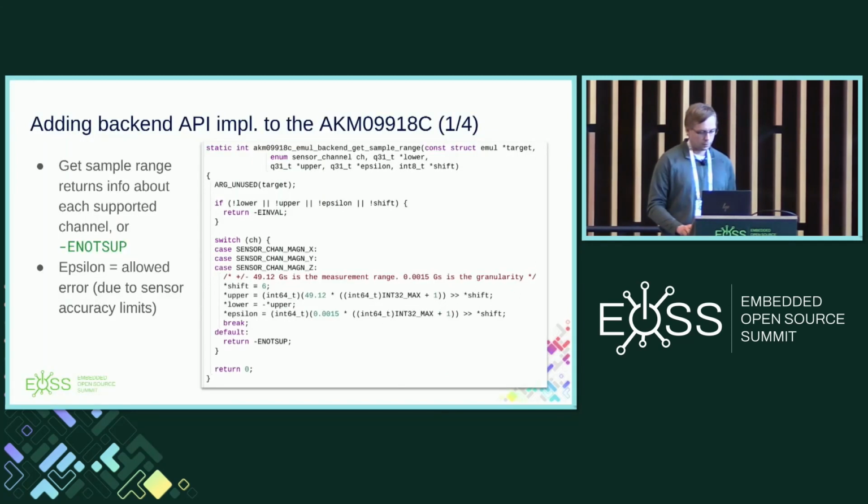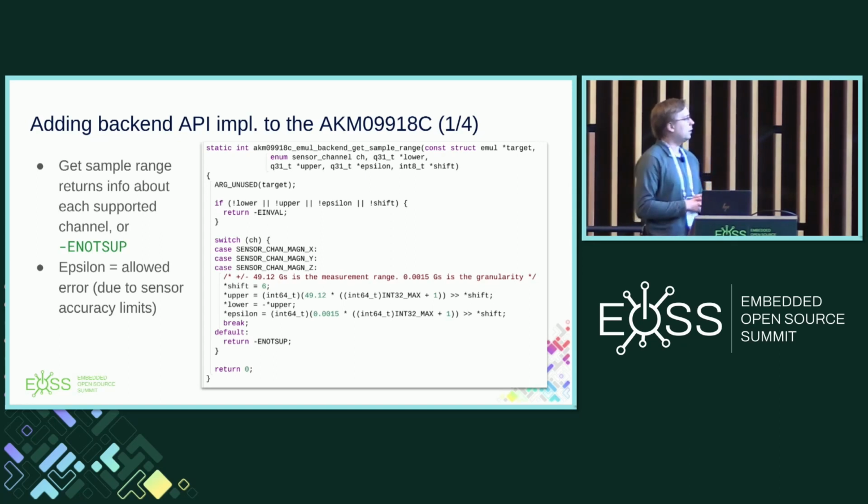So the first thing we're going to do is add a backend API implementation to the emulator for this part. And as a prerequisite here, we're going to assume that we already do have an emulator for this part. That is something you have to set up first. But that's honestly not too challenging because a lot of these devices work pretty similarly under the hood. And so you can, with a little bit of copying and pasting, put something together in not too much time.